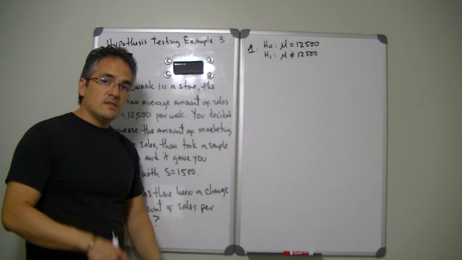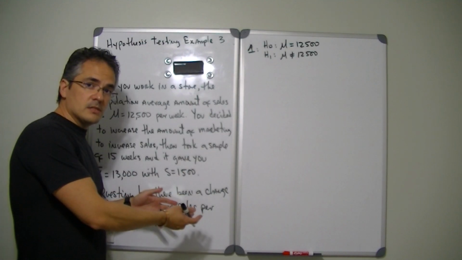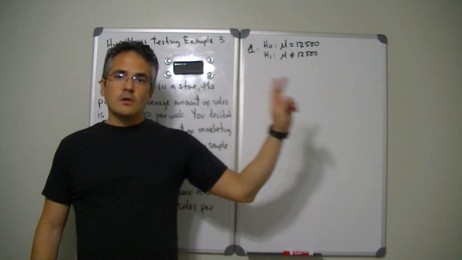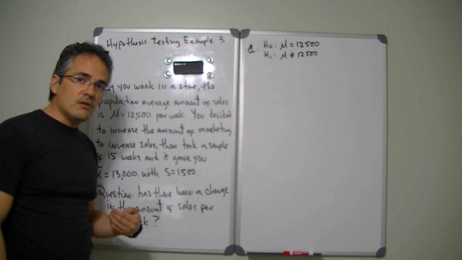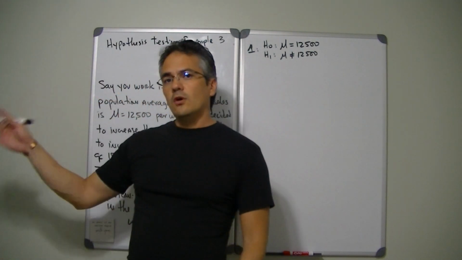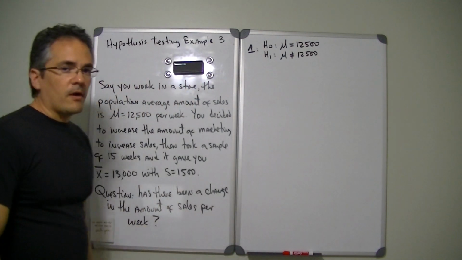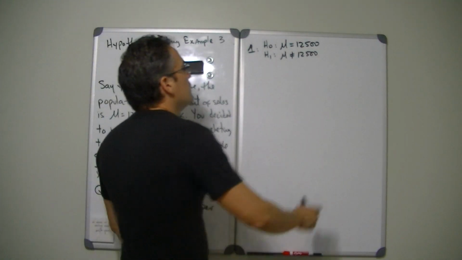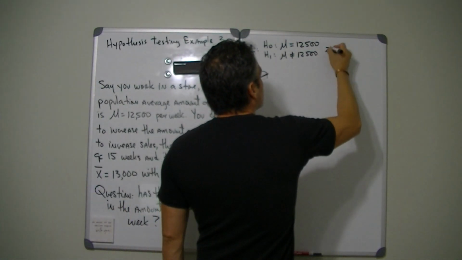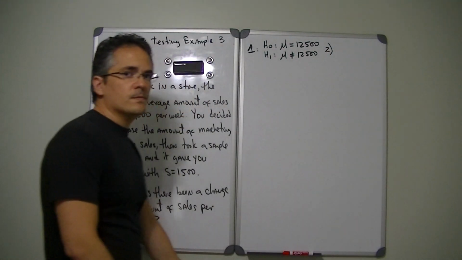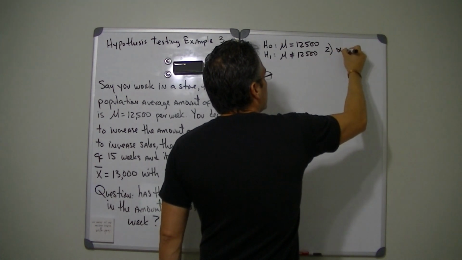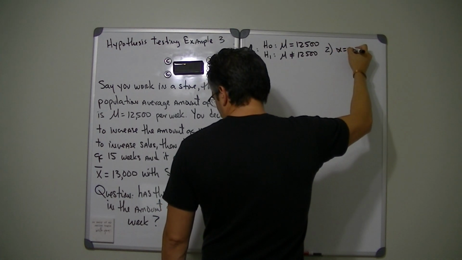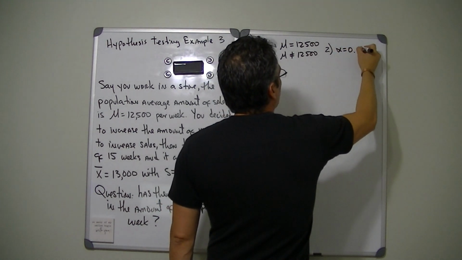Again, if the question says, has there been an increase, then we're going to put a tail on the increase side. If the question says, has there been a decrease, then we're going to put a tail on the low side of the probability bar. Alright, so for step number 2, we need to select our alpha, or our level of significance. So let's do alpha 0.05.